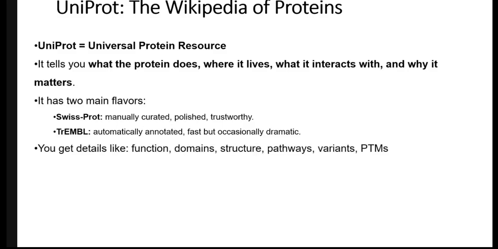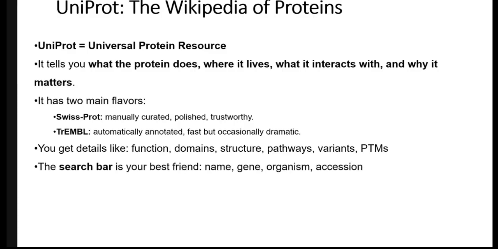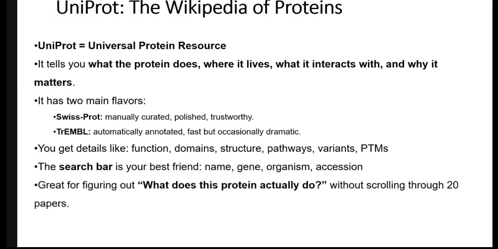So what do we get from UniProt? We get the functions, the domains, the structure, pathways, variants, post-translational modification, sorry, translation modification. And then what you do, the same way, you just go to the search bar, you give the name of a particular protein, and you get what that protein actually does, right?